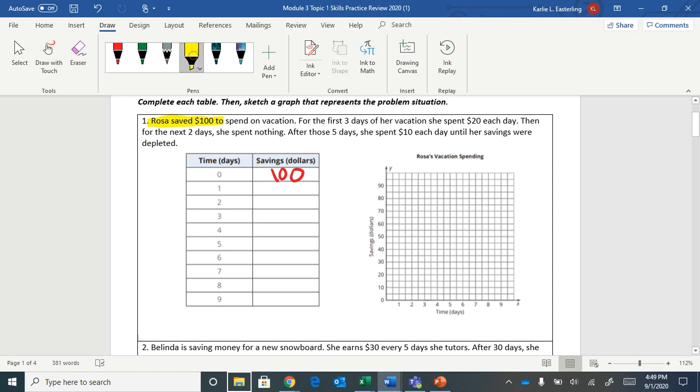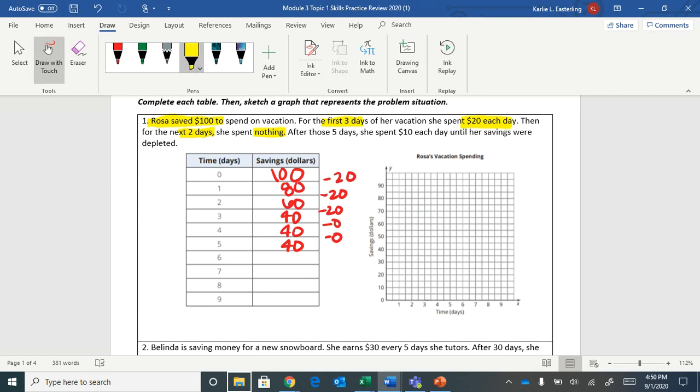And then for the first 3 days of our vacation, she spent $20 each day. So we are going to have minus 20. 100 minus 20 gives us 80. Minus 20 again, giving us 60. And then minus 20 again, giving us 40. And then for the next 2 days, she spent nothing, so we're going to have minus 0 and have 40 again. Minus 0 and have 40 again. That was for those 2 days.